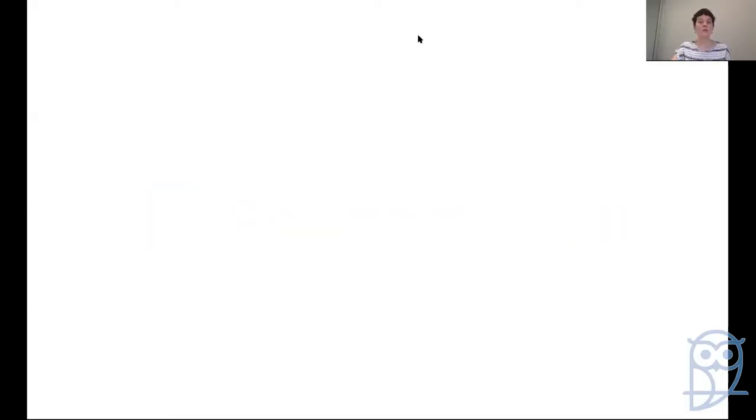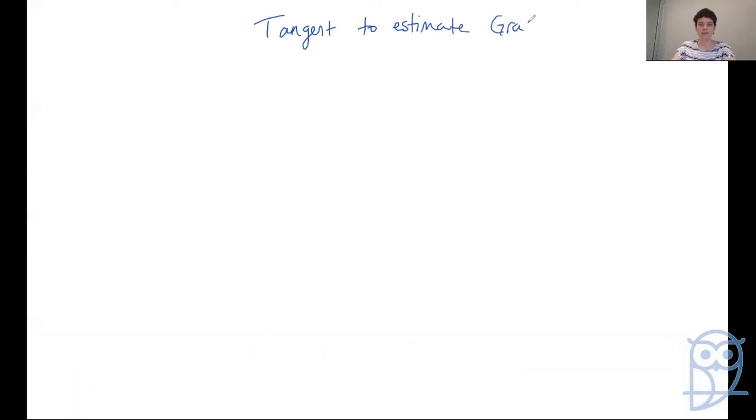Today's lesson is all about how we use tangent to estimate gradient. So we're looking at curve graphs, but of course the problem with a curve is that gradient is always changing. If we look at a curve, for example, let's take a happy quadratic.